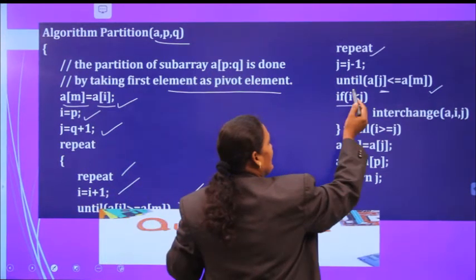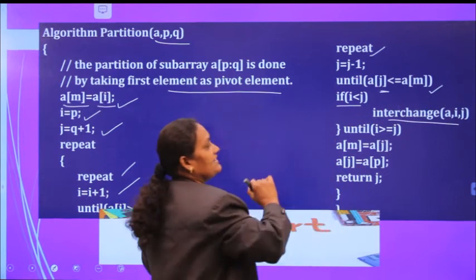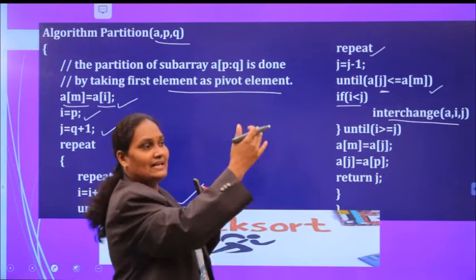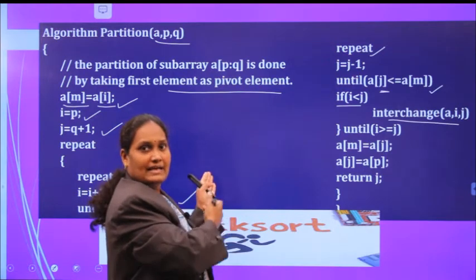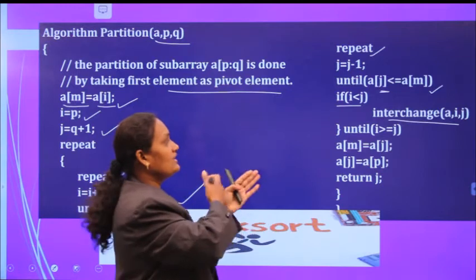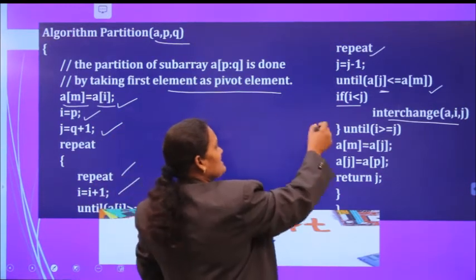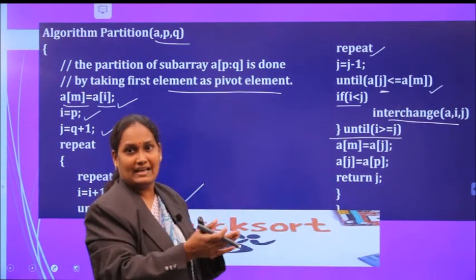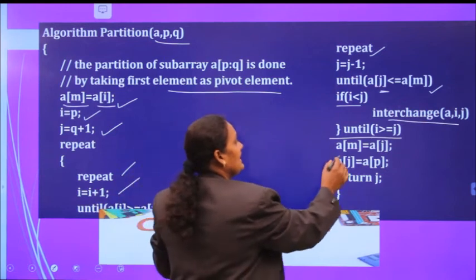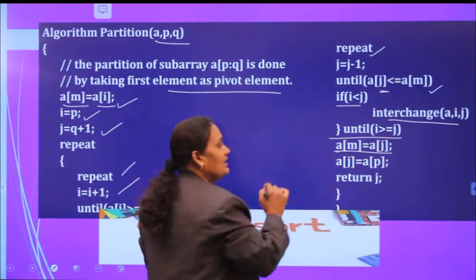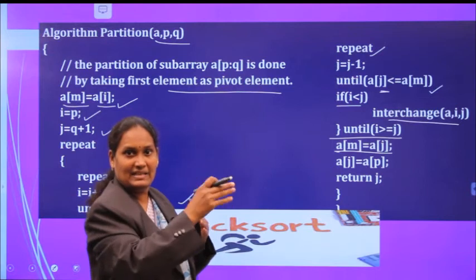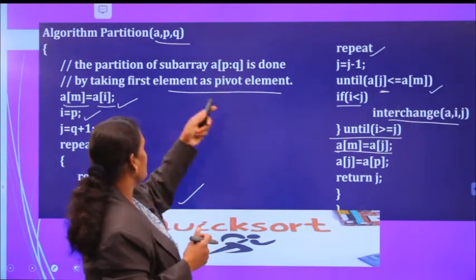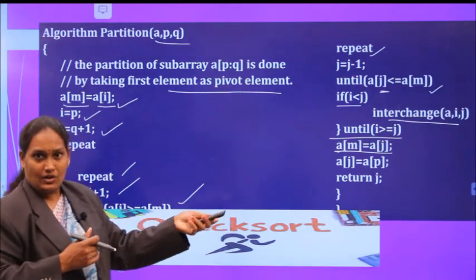If I is less than J, I am going to interchange A of I and A of J. That is, the lesser element from the right side and the greater element from the left side are to be interchanged. This procedure is continued until I is greater than or equal to J. Once I is greater than or equal to J, we go for rearranging the J element with the pivot element. That is, the J element is swapped with the pivot element. So this entire procedure gives the partitioning of the array.